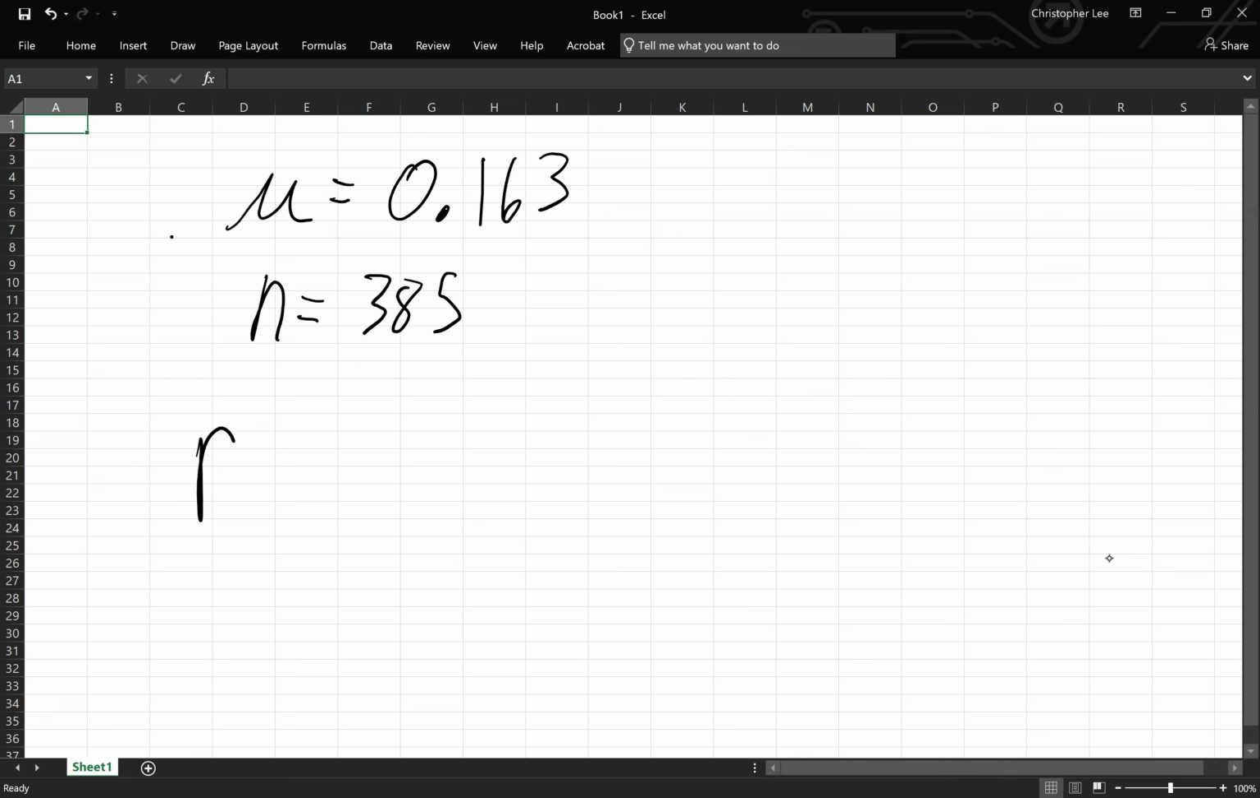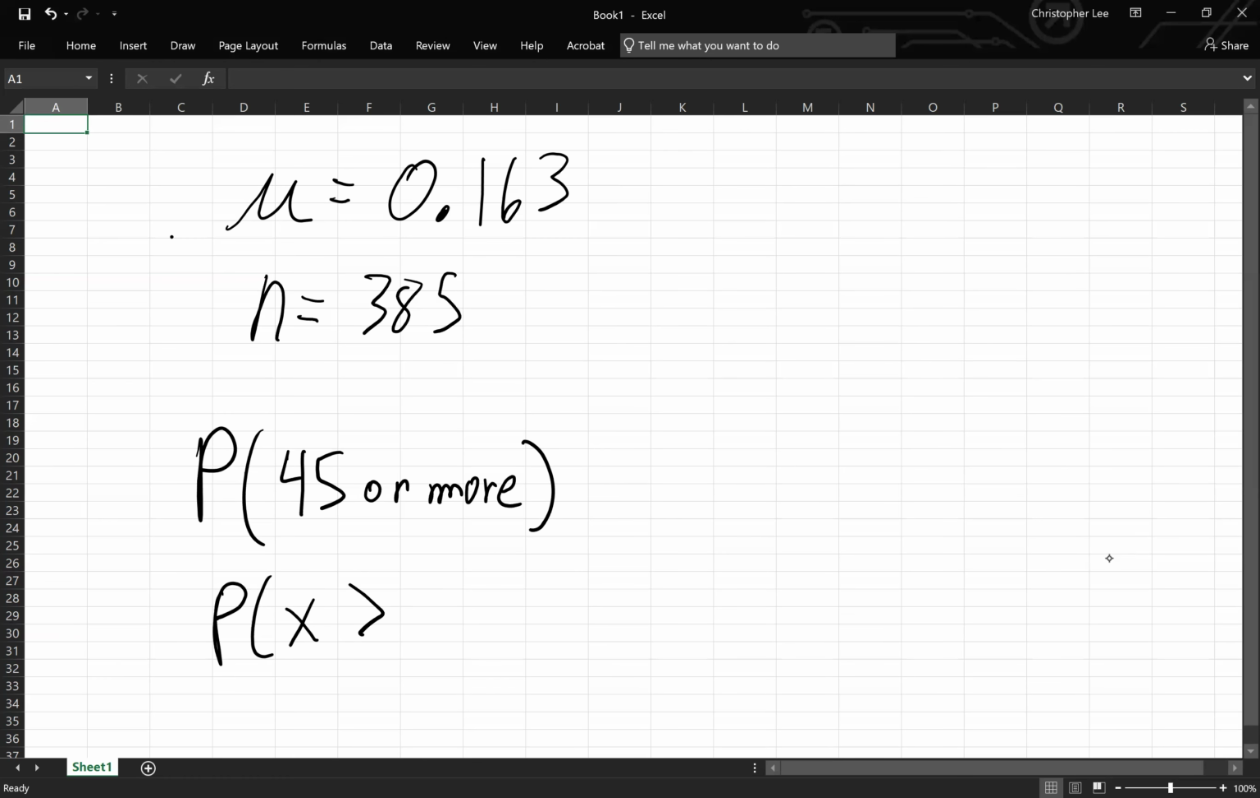Let me do it like this. They want to know what is the probability of 45 or more. That sounds good, right? 45 or more hits. That's the question, right? Let's translate this into math real quick, right? So this is going to become probability of X. Is it less than or greater than? Which one? Greater than 45. All right. Everybody good with this so far?